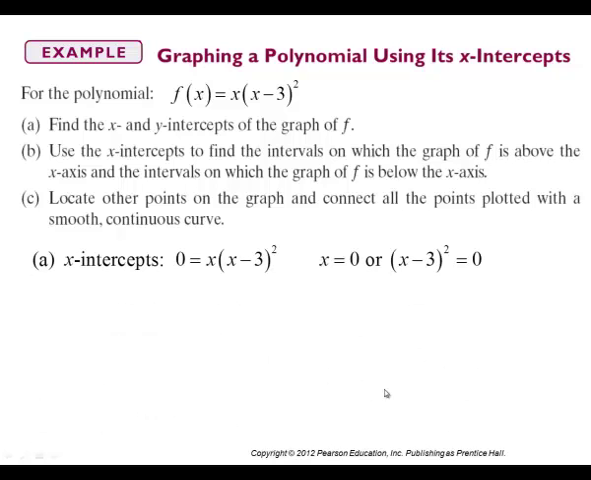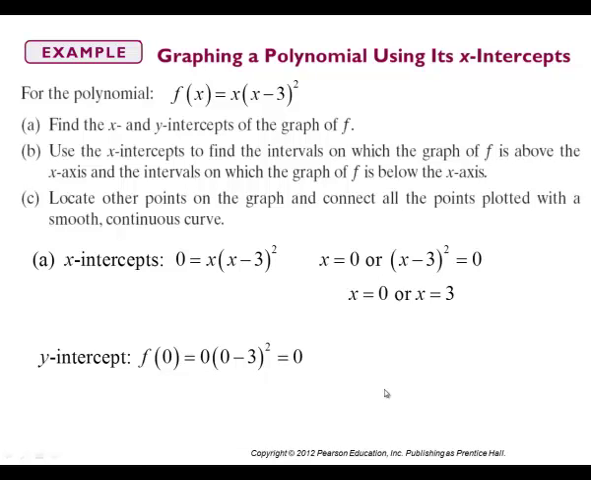Alright, and so here we set y equals 0, solve for x. Well, it's already factored. So we just set our factors equal to 0: x equals 0, and then you take that x minus 3, bring it down, x minus 3 equals 0, add the 3, and we get x equals 3.